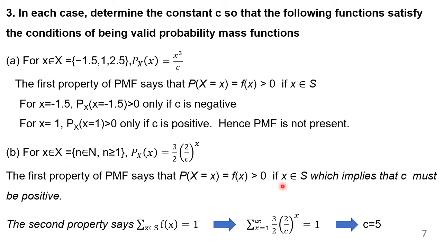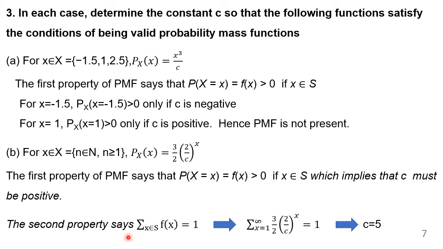Once again, it says that its function f of x should be greater than 0. It should be always positive. Second property says that c must be positive, because if c is negative and if x is 1, then this becomes minus. So therefore, c should be always positive from the first property.